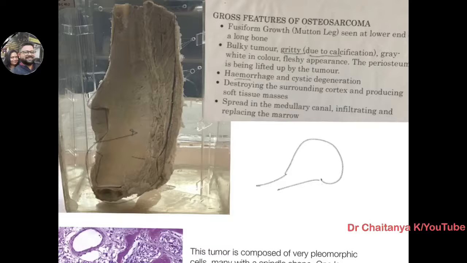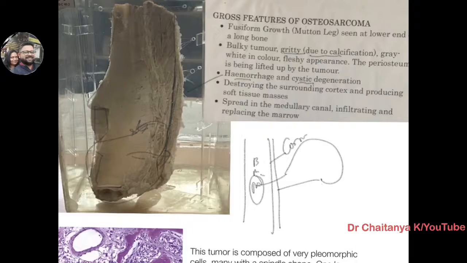Another thing is it shows hemorrhages and cystic degeneration, called variegated appearance, destroying the surrounding cortex and spreading into the medullary cavity, infiltrating and replacing the bone marrow. If you see the bone, inside is the bone marrow, and the outer side is the cortex, and this is the medulla. The tumor arises from the cortex, destroys it, and can infiltrate the medulla also. This is the feature of osteosarcoma.